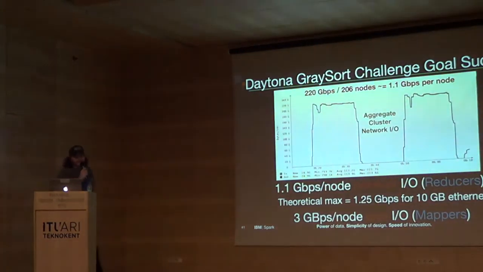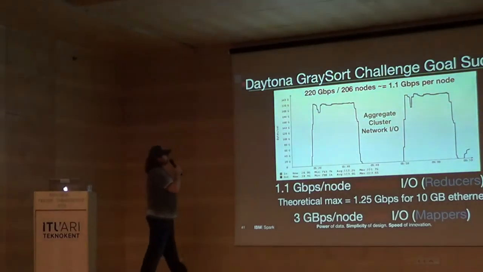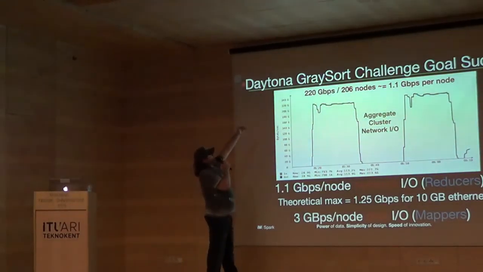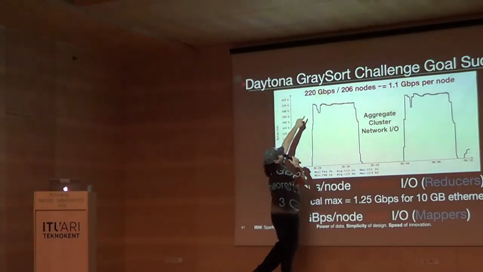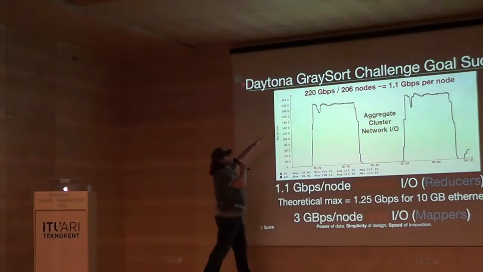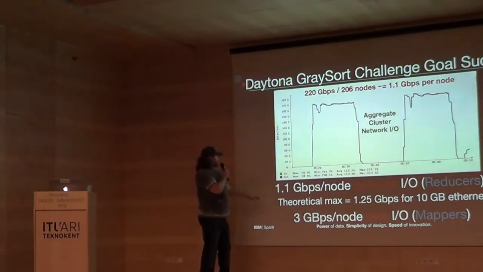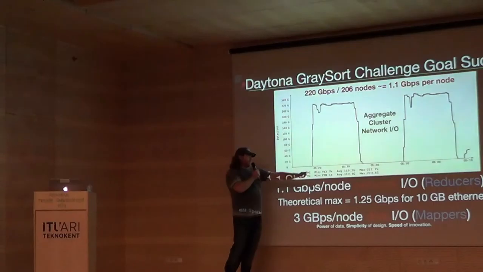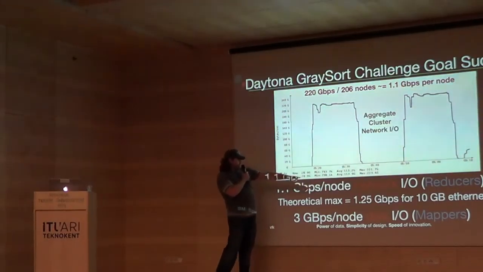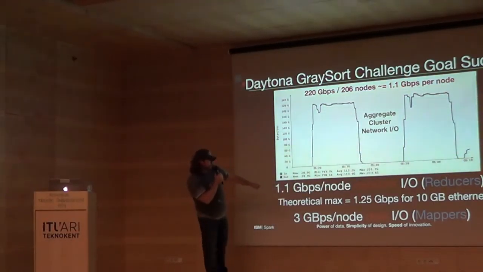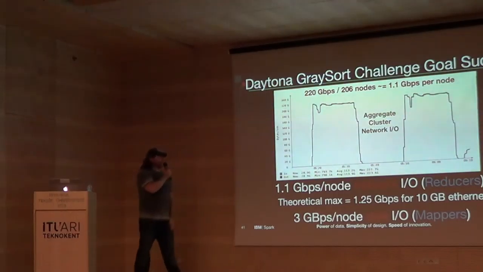So yeah, this is that chart I was saying. 220 gigabit, that was the peak that they got out of there, divided by 206 nodes is about 1.1. So the theoretical max for 10 gigabit Ethernet is 1.25 gigabit.